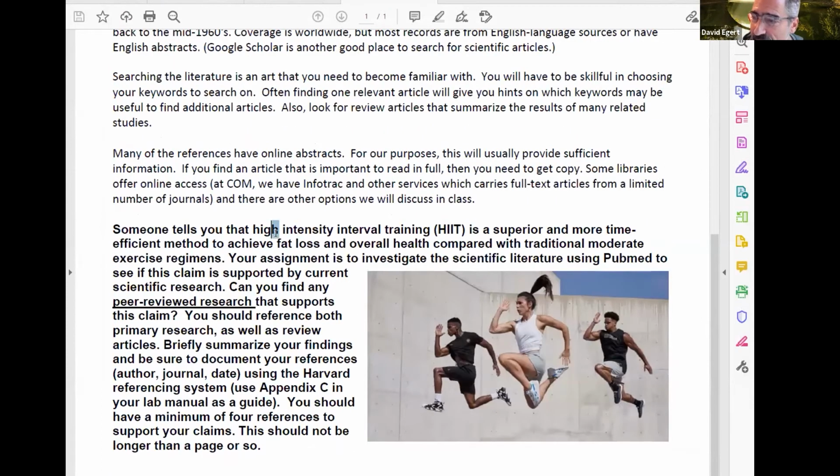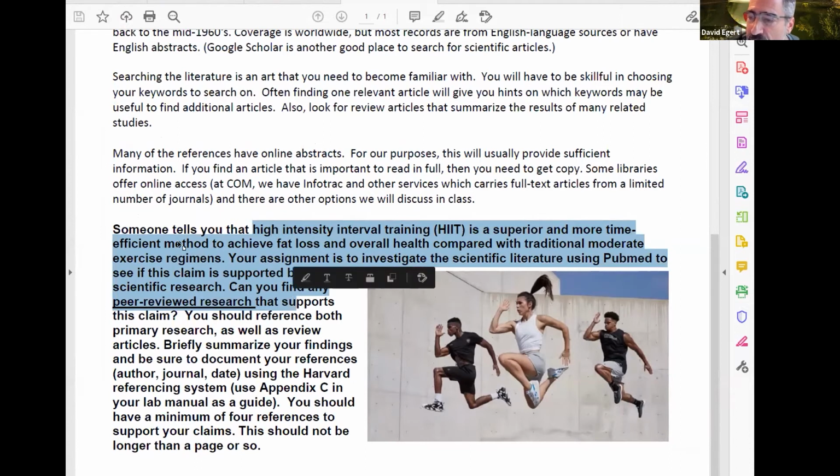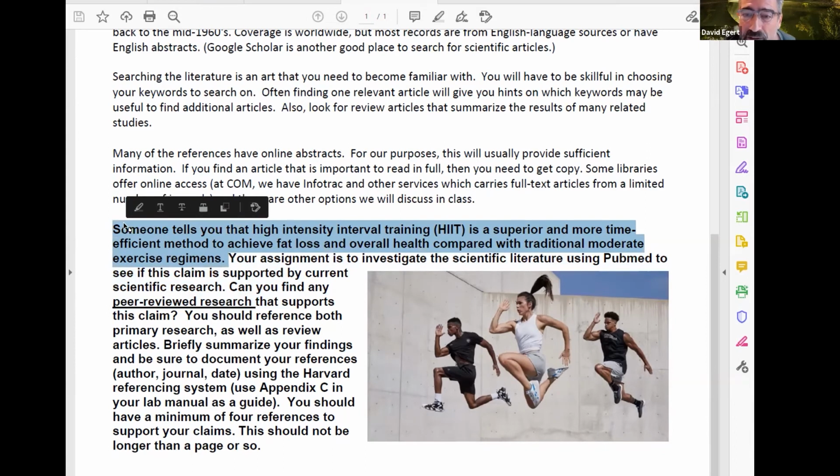Someone tells you that high intensity interval training is a superior and more time efficient method to achieve fat loss and overall health compared with traditional moderate exercise regimens. Again, this skill that we're learning here is useful for all sorts of stuff, because people are going to tell you stuff all the time, like, oh, this is what you should be doing.